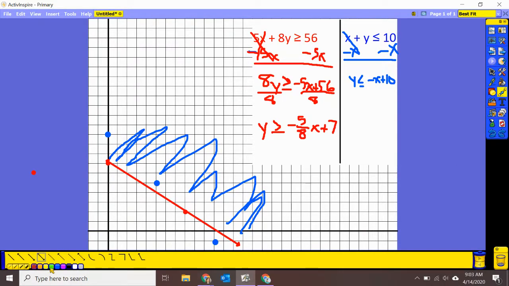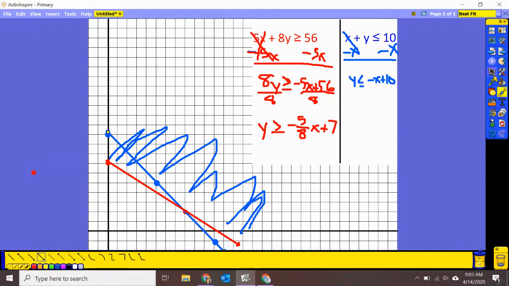So here's my next line. I'm going to graph that line in blue. Let's see if I can draw that perfectly. There we go. All right. Now, where's the shading here? The shading then would be below my blue line.